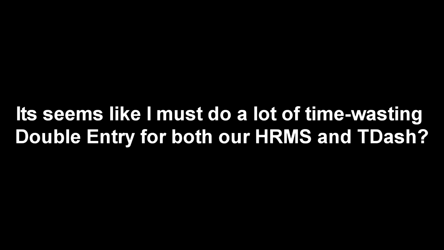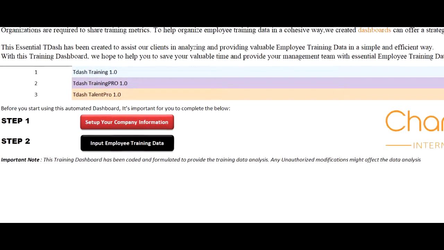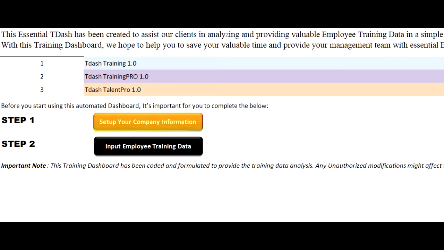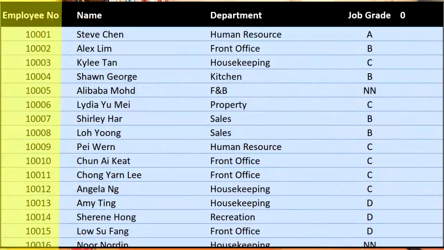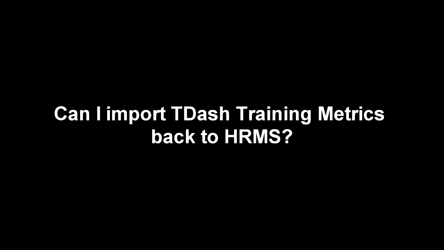It seems I must do a lot of time wasting double entry for both our HRMS and TDash. The first step in TDash setup is importing 4 key raw data into your HRMS: employee ID, name, department, job grade. Therefore, with this single file or the 4-column CSV file import into the TDash, it only takes a few steps and a few minutes compared to the many hours needed to key in the raw data entry of individual data into HRMS.